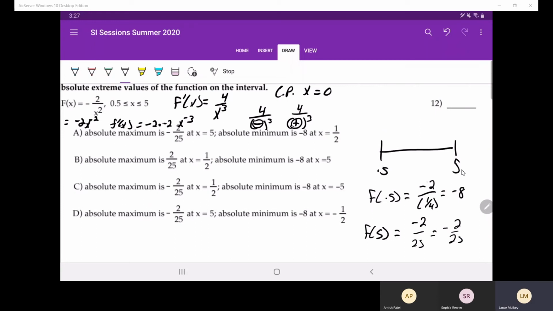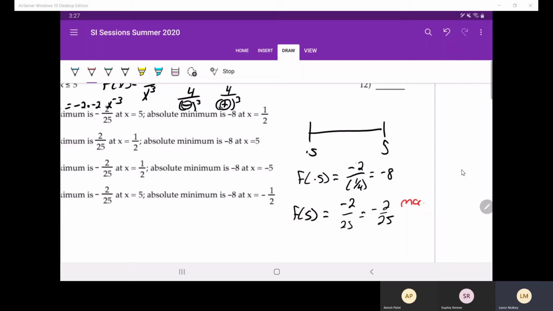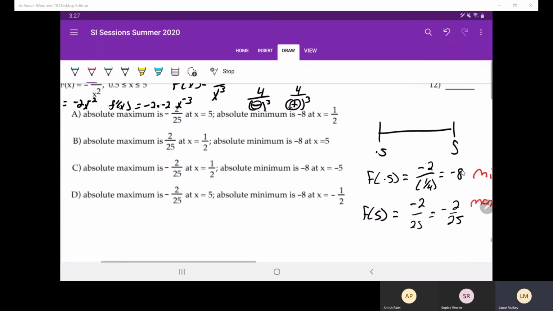So your absolute minimum is negative 2 over 25 at x equals 5, and your maximum is negative 8 at x equals 0.5. And actually, this is a max. Since it's closer to 0, this is your max, and this is your min. The correct answer right here is A.